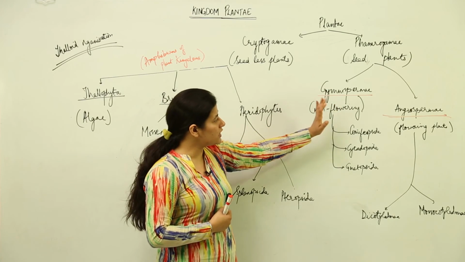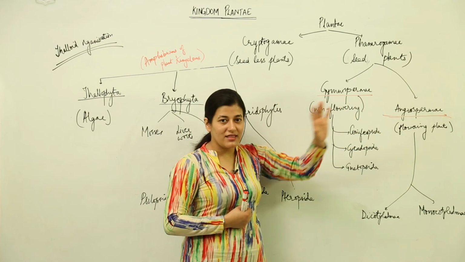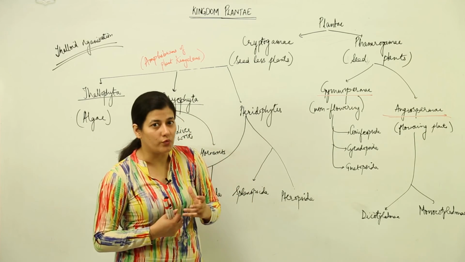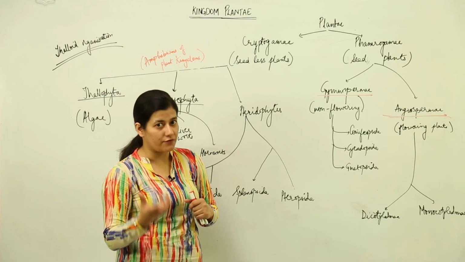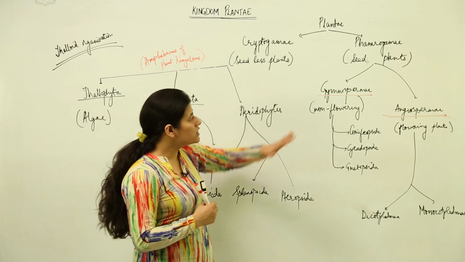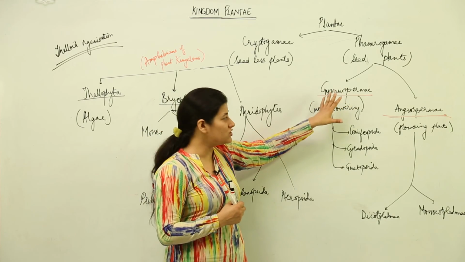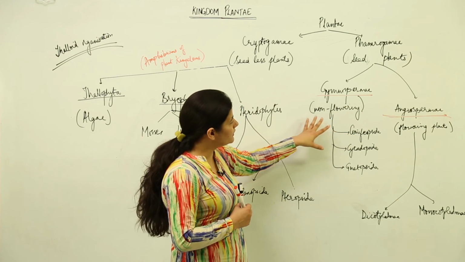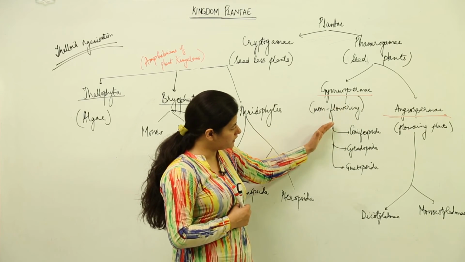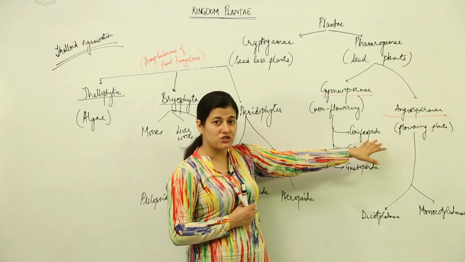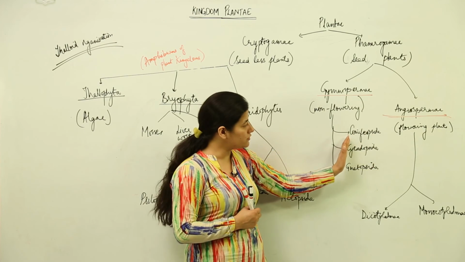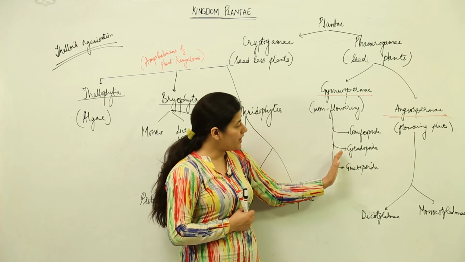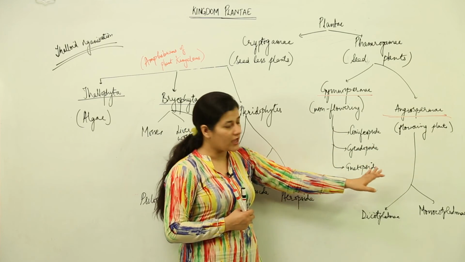So gymnosperms are non-flowering plants. They do not have flowers, so they will not have an ovary. When they do not have an ovary, they will not have fruits. Their seeds would be naked. This word itself means that: gymno means naked, spermi means seed, so they have naked seeds. Non-flowering, they are further classified: Coniferopsida, I just used the term coniferous forest. Then we have Cycadopsida, and then we have Gnetopsida.